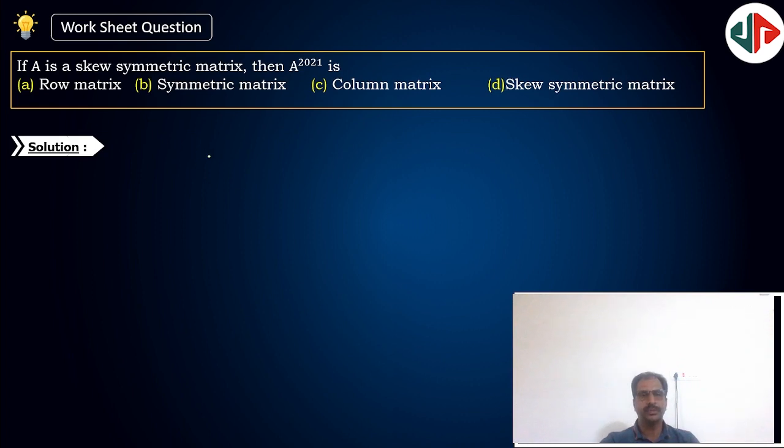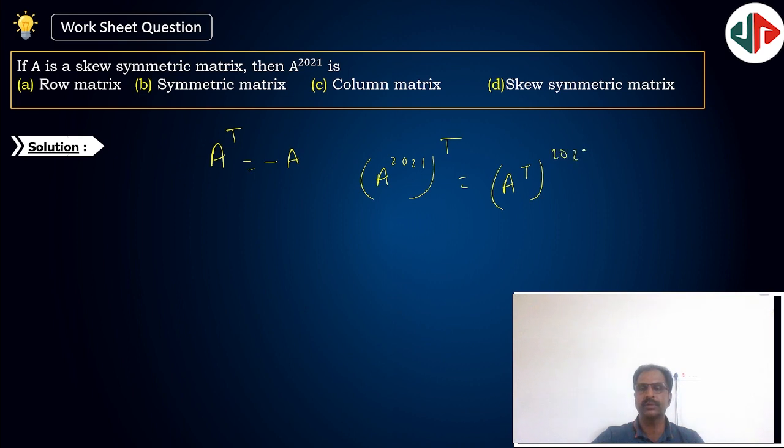A is a skew symmetric matrix, which means A transpose is equal to minus A. Then you have to find A power 2021. Which type of matrix is this? For that, I am finding the transpose. This can also be written as A transpose whole power 2021. A transpose is minus A, whole power 2021. Minus power odd number is minus. I got the transpose of the matrix as the negative of that.